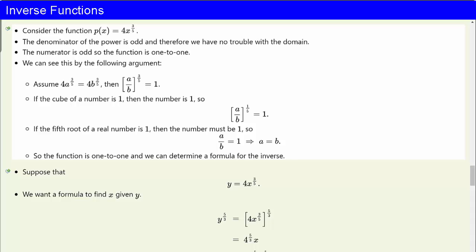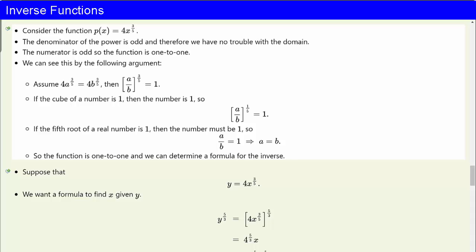You can see that the function is one-to-one by the following more precise argument. Assume that 4a to the 3/5 turns out to be equal to 4b to the 3/5. Now, you have to prove from this that a must be equal to b, and that will show the function is one-to-one. First of all, from the equality 4a to the 3/5 equals 4b to the 3/5, you can conclude that (a over b) to the 3/5 is 1 by simply dividing both sides.